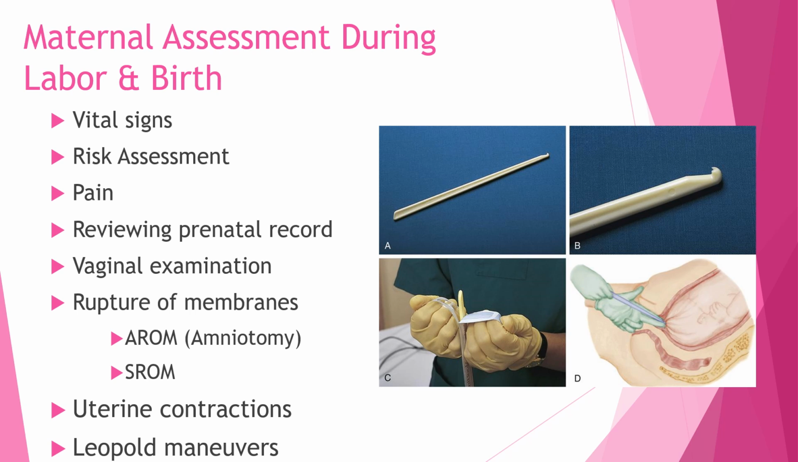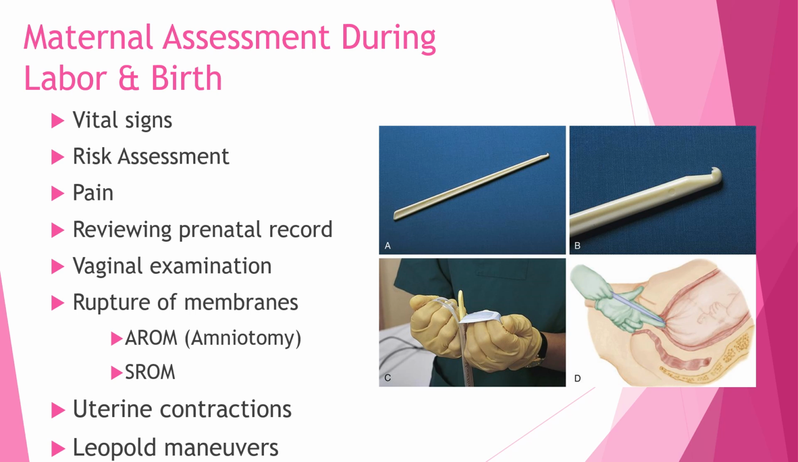Maternal assessment during labor and birth includes monitoring vital signs per policy of the unit, of course, recognizing pain, reviewing the prenatal record, and conducting vaginal examinations, which will be explained further on the next slide. The nurse should also recognize rupture of membranes. You should know that AROM is artificial rupture of membranes, also known as amniotomy.